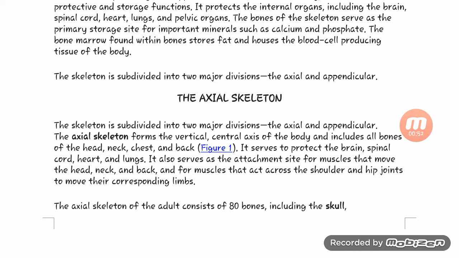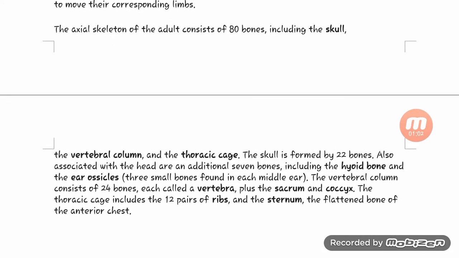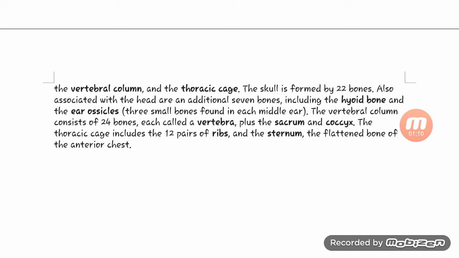It also serves as the attachment site for the muscles that move the head, neck, and back, and for muscles that act across the shoulder and hip joint to move their corresponding limbs. So the axial skeleton of the adult consists of 80 bones, including the skull, the vertebral column, and the thoracic cage. The skull is formed by 22 bones. Also associated with the head are an additional 7 bones, including the hyoid bone and the ear ossicles, 3 small bones found in the middle ear.